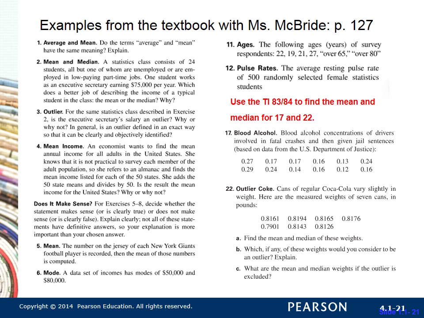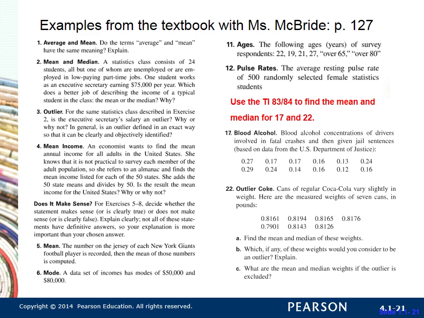For number 22, we have an outlier here where they vary slightly. Here are the measured weights of the 7 cans. So find the mean and the median. Again, put those in your calculator, and hit pause while you do that, and then start again here. For part A, your mean should be 0.8124, and your median should be 0.8161.